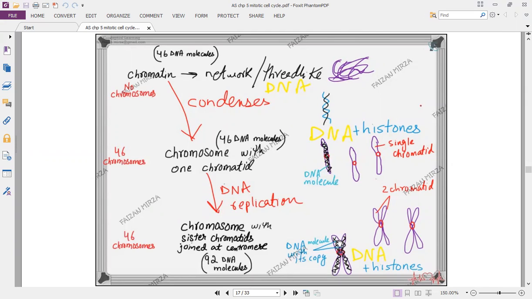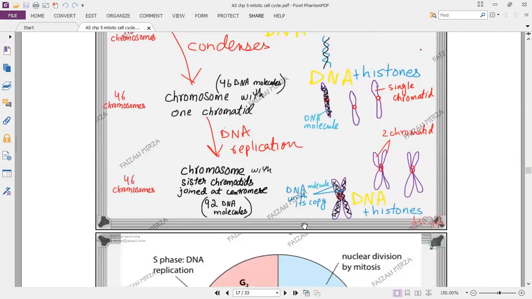So when the chromosome gains this kind of appearance, where its sister chromatid is present, the DNA content of the cell becomes twice as much. If initially it was 46 DNA molecules, then once the chromosome gets this appearance, you will have twice the DNA content. So this is where this process occurred.